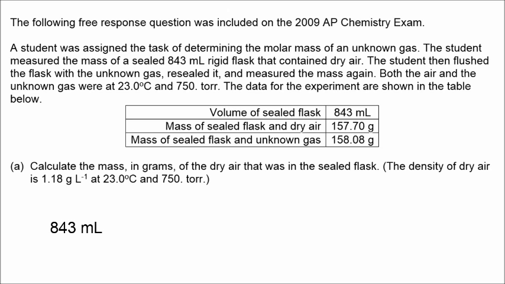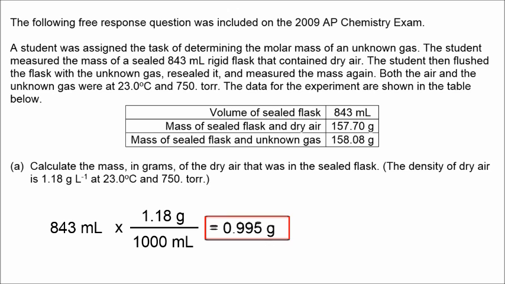If we know that the density of the dry air at these particular values of temperature and pressure is 1.18 grams per liter, we can use that as a conversion factor. So 1.18 grams for every 1,000 milliliters. That helps us convert from volume to mass. Okay, so our answer to part A is 0.995 grams of dry air that was in the sealed flask.